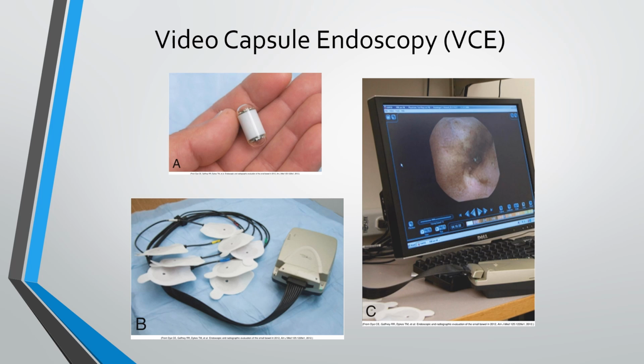Another diagnostic test is called a video capsule endoscopy, or a VCE. It's a pill-sized video camera that the patient actually swallows, and then the patient wears electrodes on the outside of their body that send a message to a box, and then the box can really look at the scope. This is a non-invasive way to do a scope.